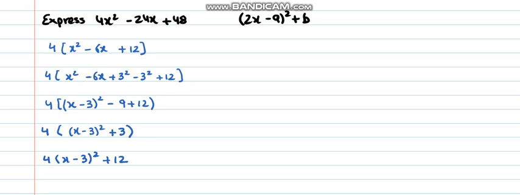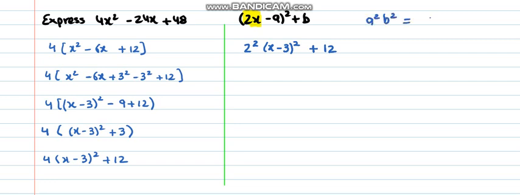Now that's our completed square form, 4 times x minus 3 whole square plus 12. Now we need to make x into 2x. How can we do it? We have to make it into a square form, like 4 is 2 square. Now see this is 2 square and this is x minus 3 whole square. So we must know that a square b square can be written as ab whole square. So we have written this into the form 2x minus 3 whole square.